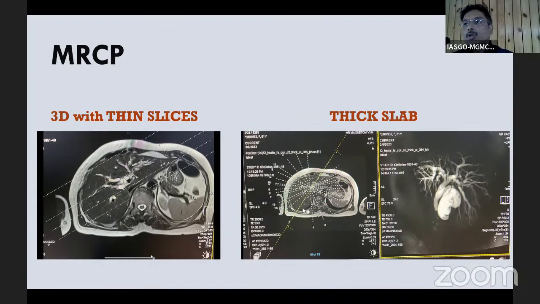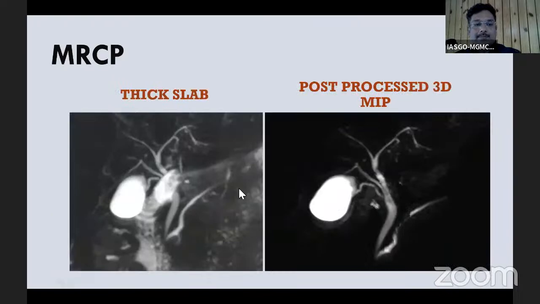With a 3D image, we get a volume and we can post-process it, and it is quite helpful in diagnosis of small CBD calculus. This is a thick slab image, but the region of interest is obscured by the fluid in the duodenum. But when we get a 3D image, we can post-process it and remove this fluid, and then the picture is clear. The right hepatic duct is coming down and is opening into the CBD along with the cystic duct.